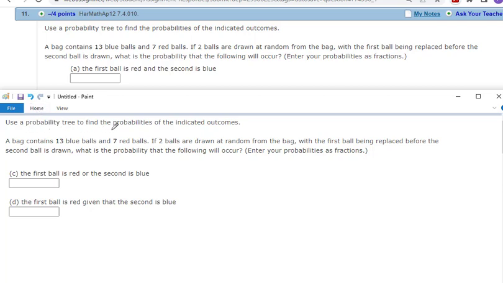Okay, we'll do one more example and then we'll send you to your homework. Use a probability tree to find probabilities for this. A bag contains 13 blue balls, 7 red balls, so 20 altogether. 2 balls are drawn at random and the first ball is replaced before the second is drawn. Okay, let's get our probability tree. We could have red and blue. Probability of red, 7 out of 20, and blue is 13 out of 20.